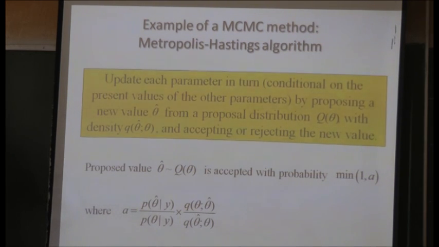If it happens that you don't accept the new value, then you just keep the old value. You don't propose again, you don't propose until you accept something, but you just keep the old value and then move to the next parameter.